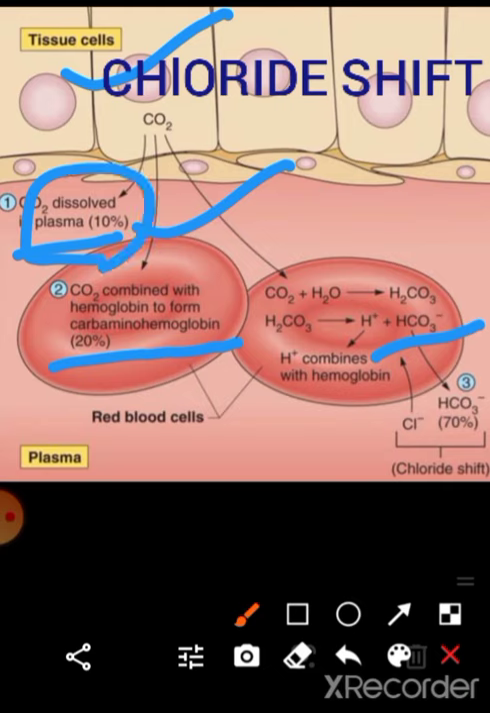So in the dissolved state, due to high solubility, about 10% carbon dioxide gets dissolved in the blood plasma and it is carried to the lungs. Okay.